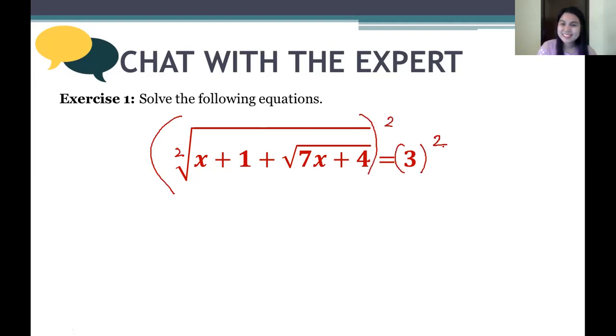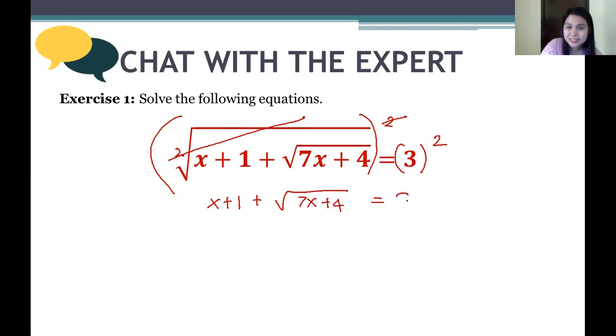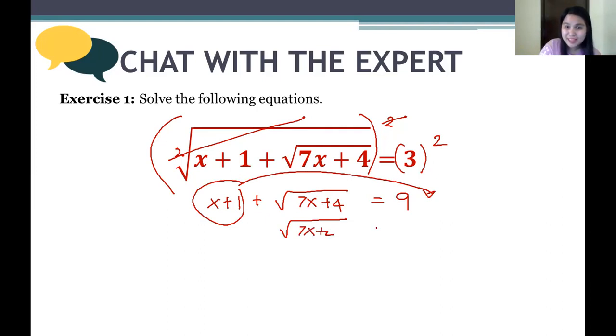Okay? After squaring, you know this will be canceled, right? Only the big one first. Start from the outside, the big one. So you copy x plus 1 plus square root of 7x plus 4 equals 9. You transfer these 2 to the other side. So we're left with 7x plus 4. And the right side, we have 9 minus 1 minus x. That's 8 minus x.